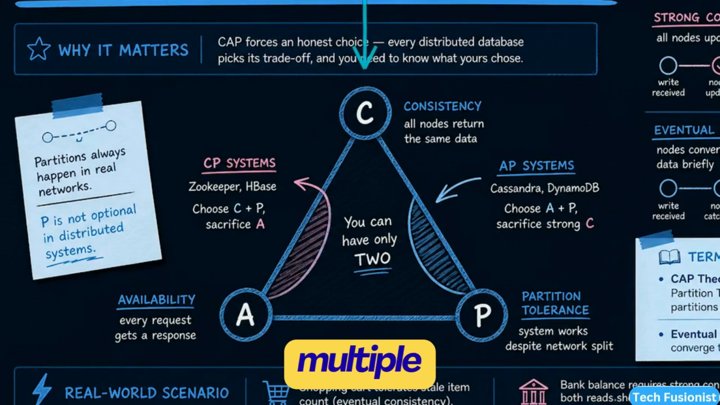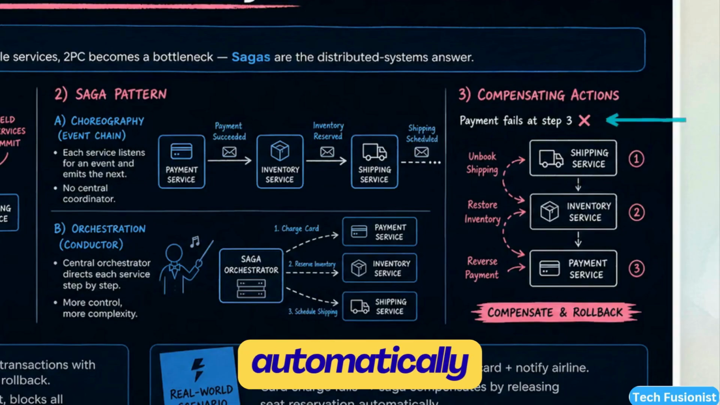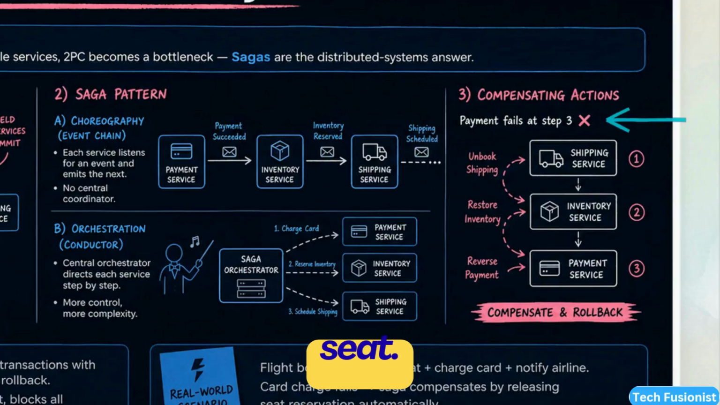When an action spans multiple services, we need a way to undo it if something goes wrong. This diagram shows how the saga pattern works. If a payment fails after a flight is reserved, the system automatically runs a rollback to release the seat.